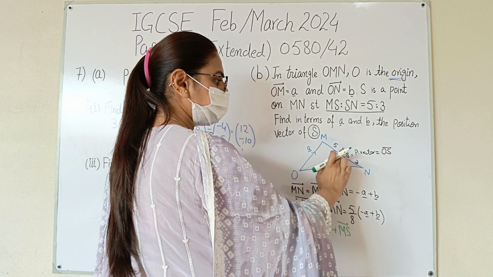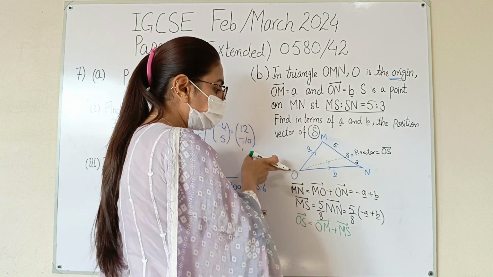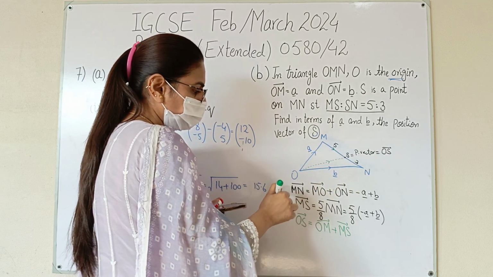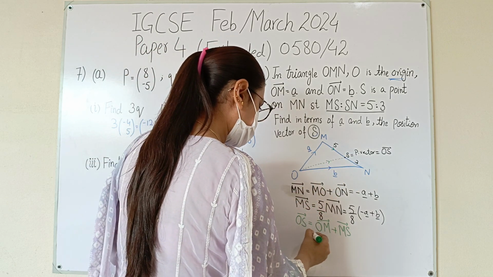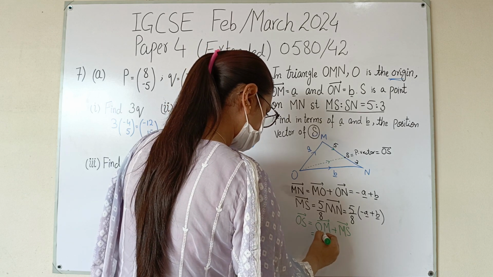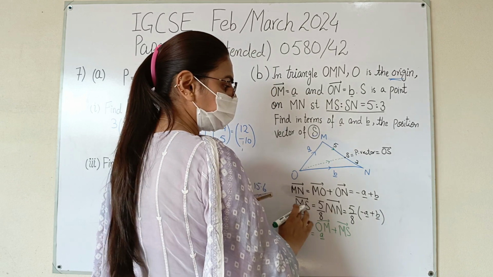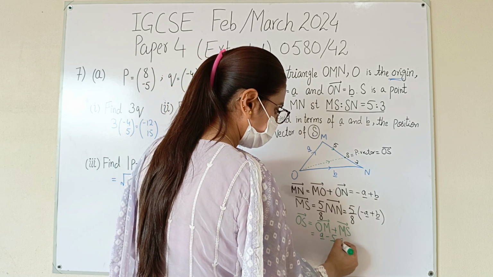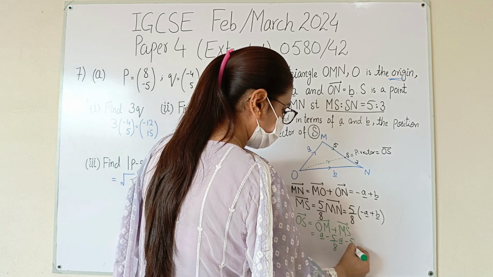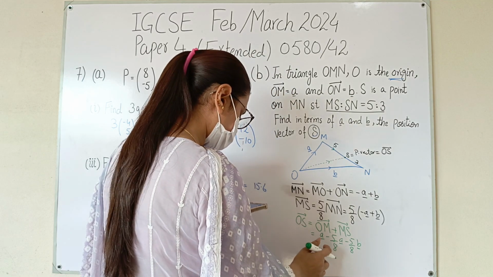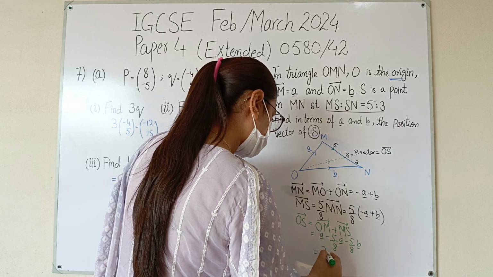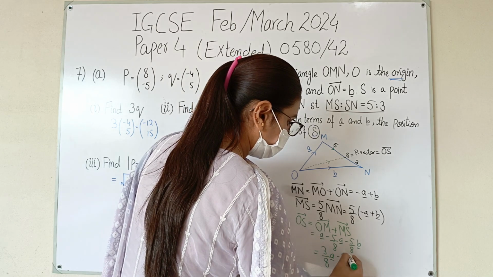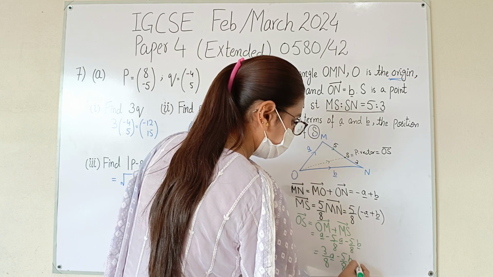We have to find OS. Here we have to use the head to tail rule. We have to add OM, then M to S. We already have the value of OM as a, and the value of MS is given in the previous step, that is -5/8 a + 5/8 b. After solving these two terms, you will get 3/8 a + 5/8 b.